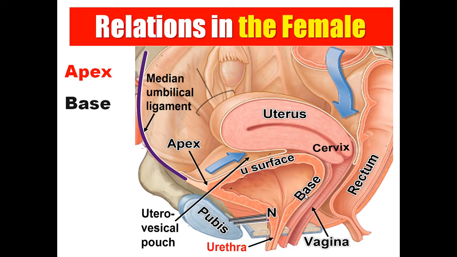The base of the urinary bladder in the female is related to the vagina and the cervix of the uterus. The neck of the urinary bladder in the female is continuous with the urethra, and then the upper surface is related to the small intestine, in this pouch, which is the uterovesical pouch.